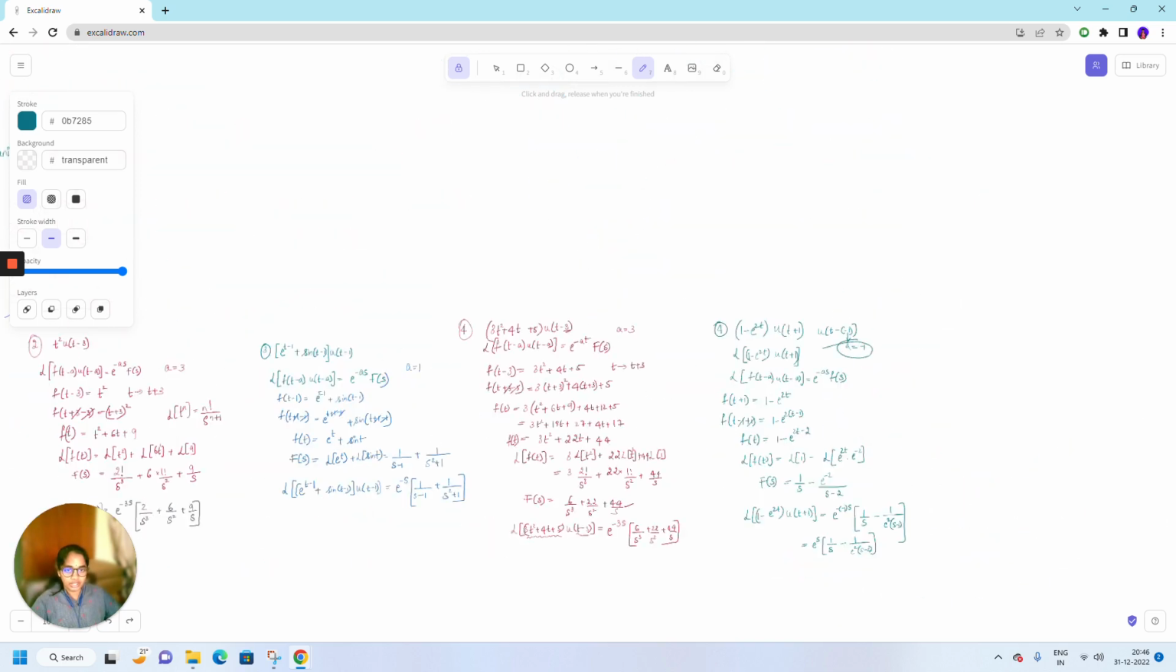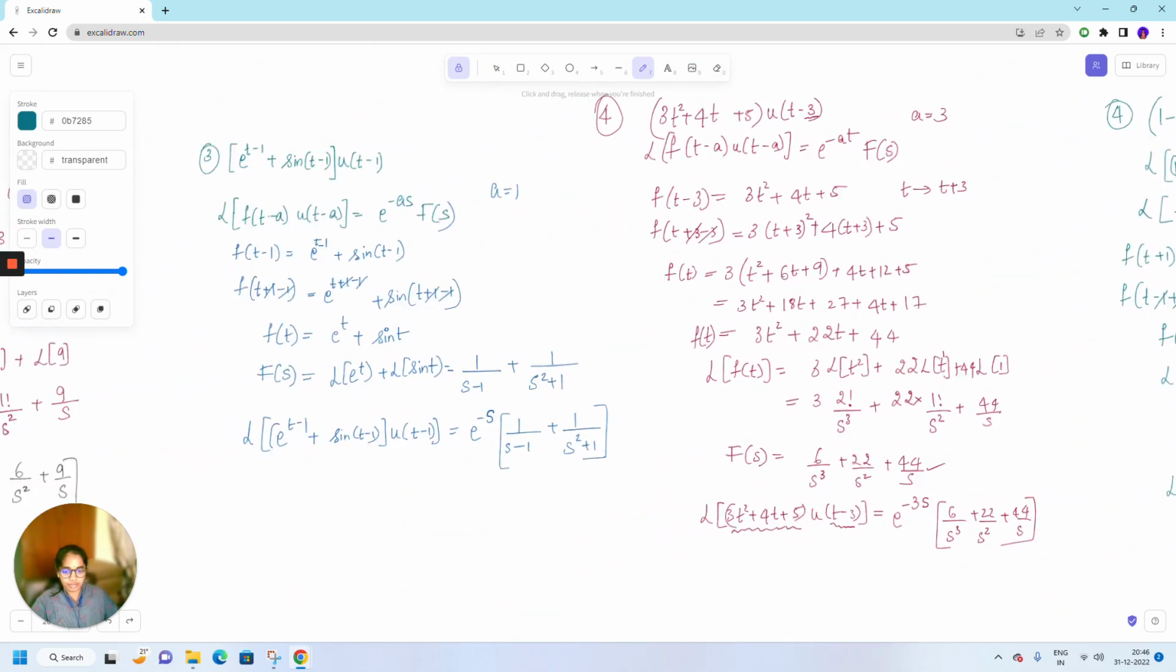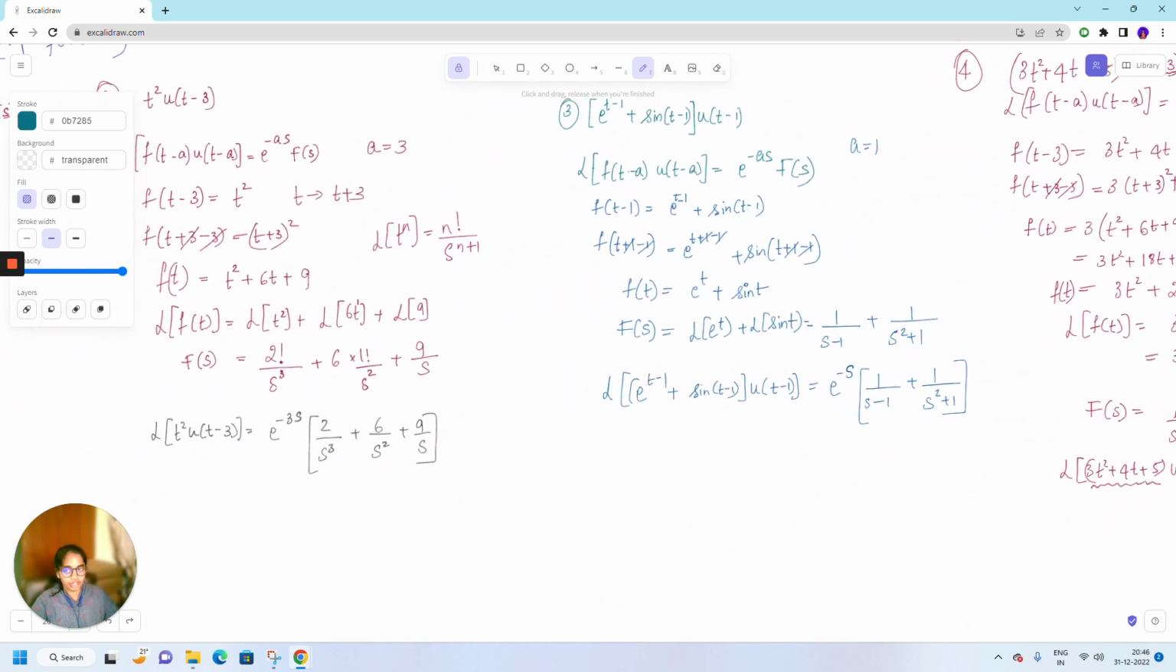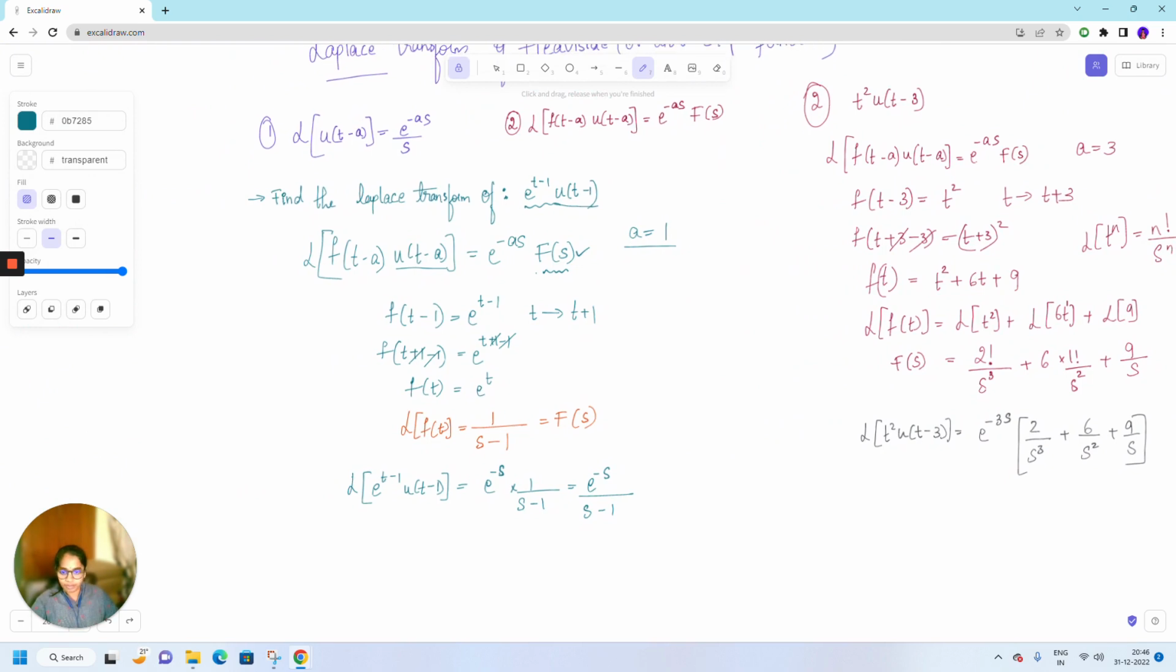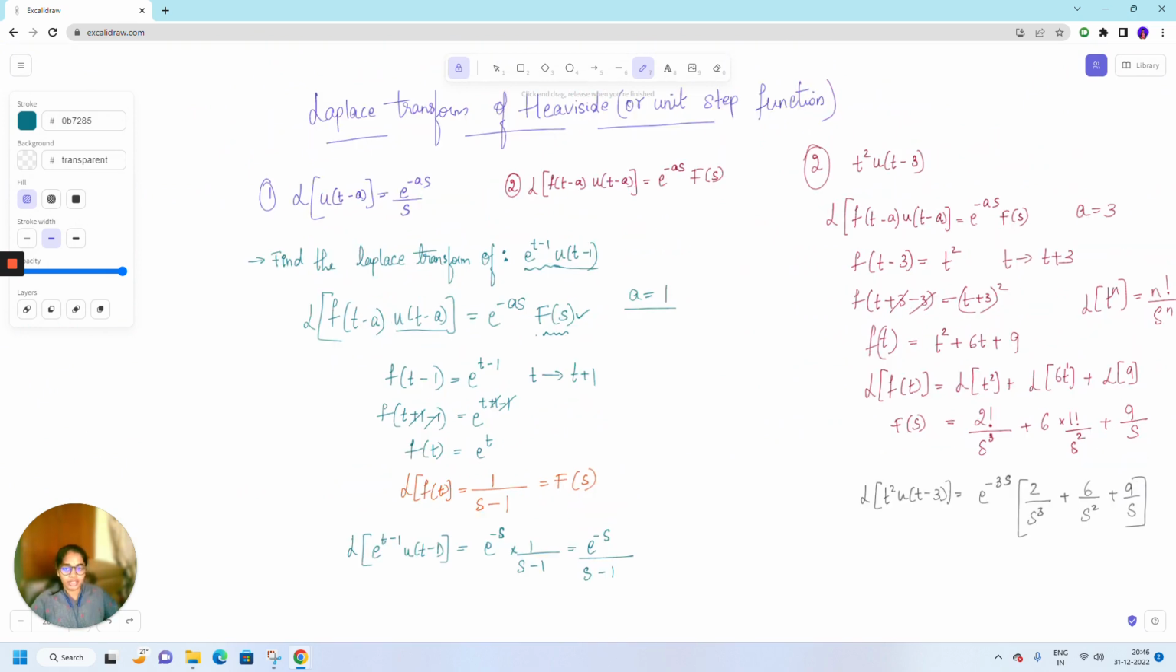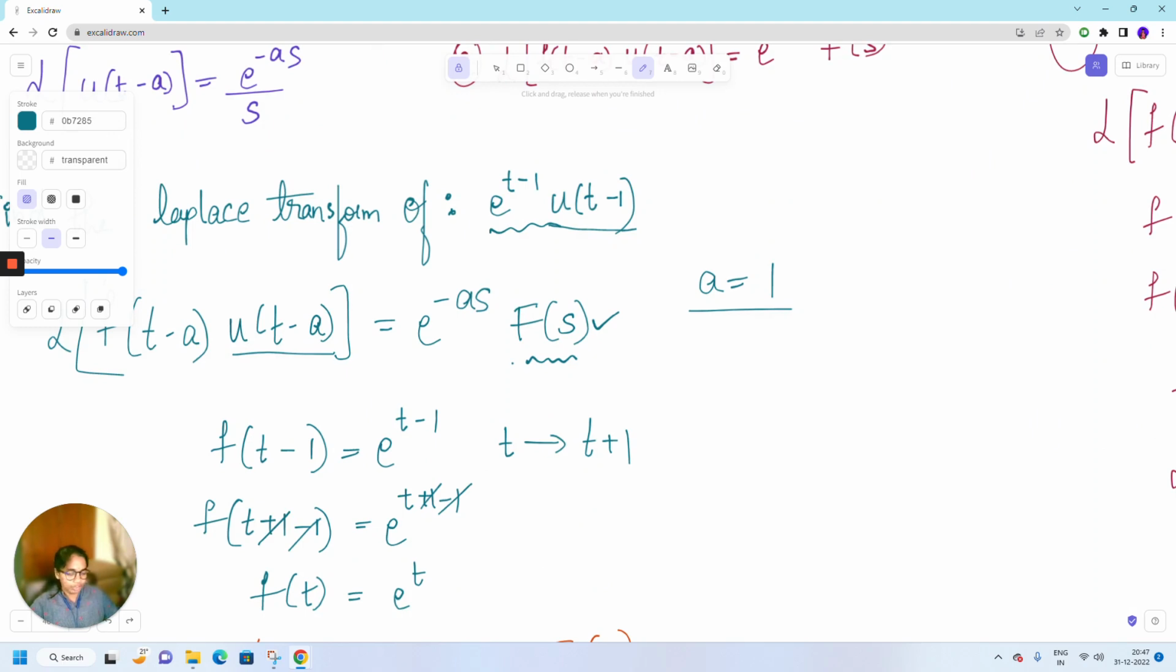So what did we study in this lecture? We studied Laplace transform of Heaviside function, or we also call it unit step function. As you can see on the screen, there are two basic formulas. Only on these I have solved some problems. As you can see in the first one, they had asked us to find the Laplace transform of e to the power t minus 1 u of t minus 1.